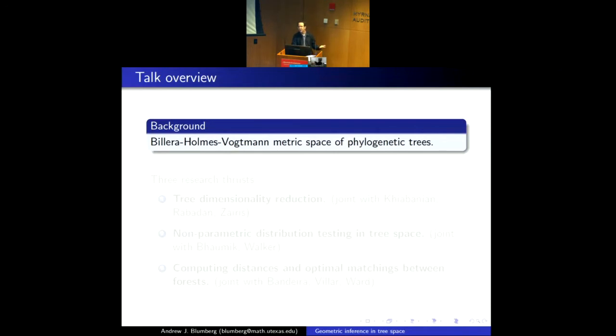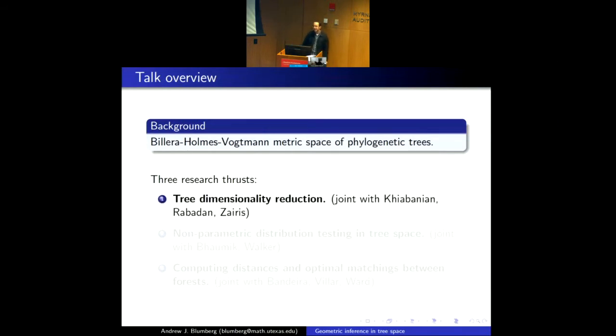So there's three directions I want to tell you a little bit about. One of them is something called tree dimensionality reduction, which is joint work with Chiabeni, Rabadan, and Zaris. And the idea here is that traditional dimensionality reduction doesn't work very well in the context of these tree spaces. And the idea here is to do something that preserves tree structures.